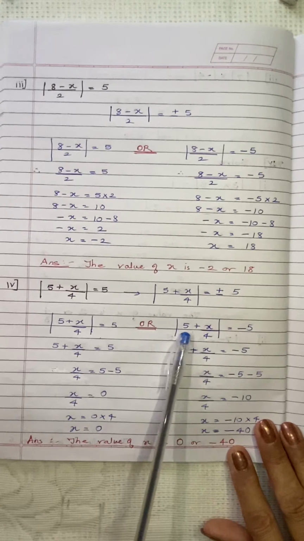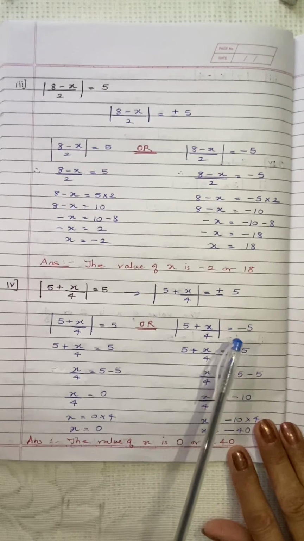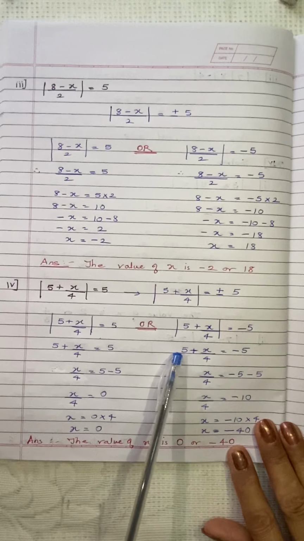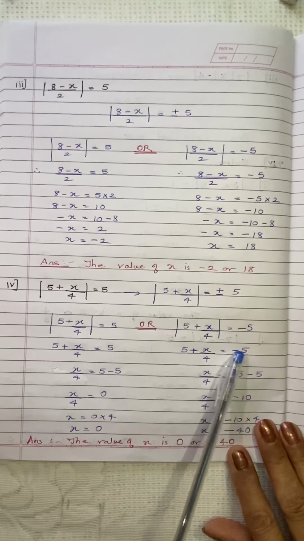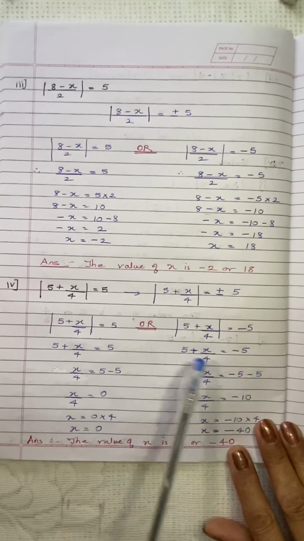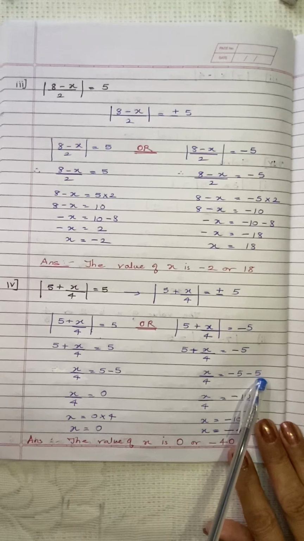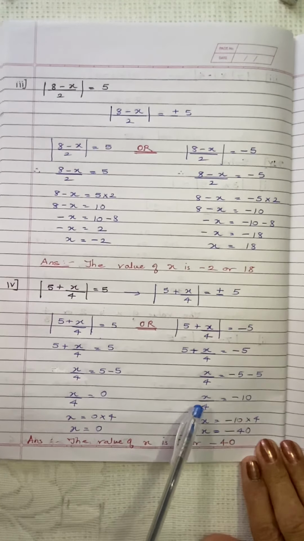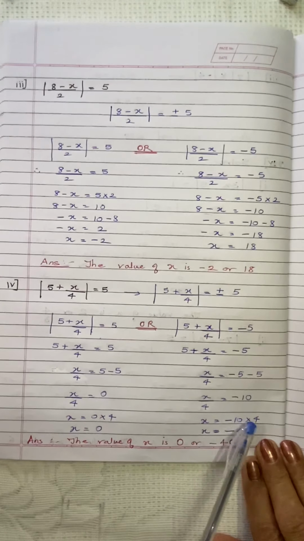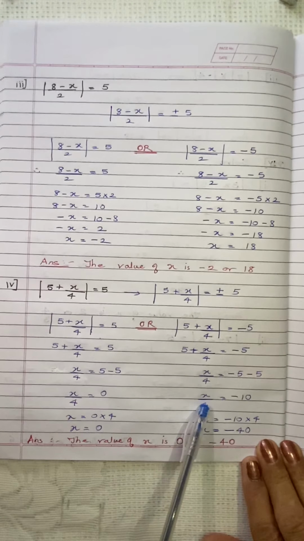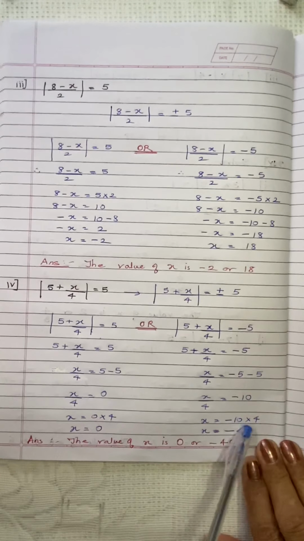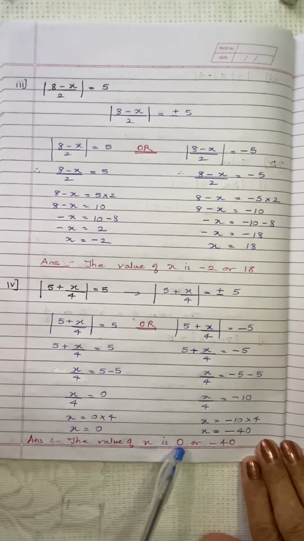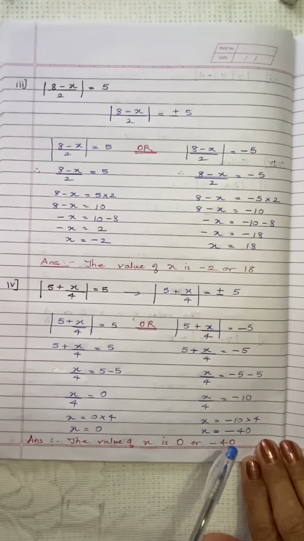Now this equation: 5 plus x upon 4 is equal to negative 5. Again the same way, x upon 4 is equal to negative 5 and negative 5. 5 is positive, here it becomes negative. So x upon 4 is equal to negative 10. So x is equal to negative 10 multiplied by 4, as the left hand side is divided by 4 and the right hand side is multiplied by 4. So x is equal to negative 40. So the value of x is 0 or negative 40.